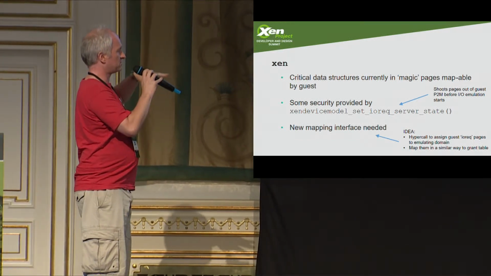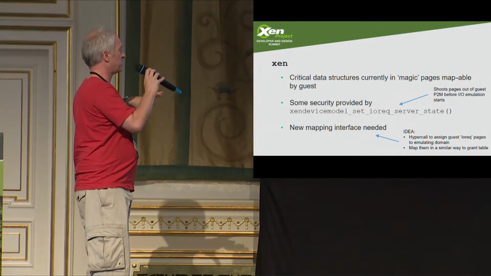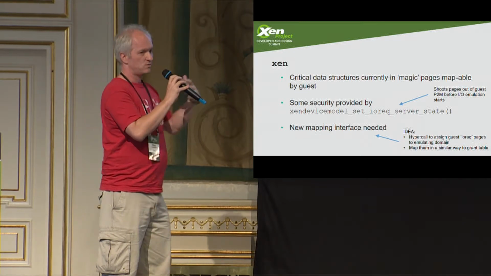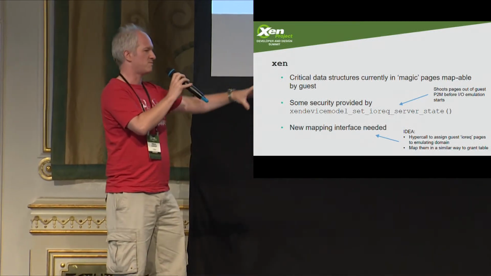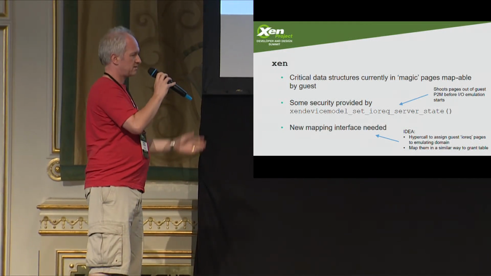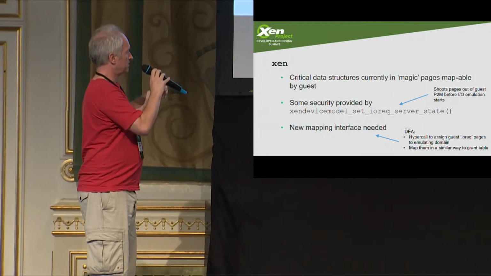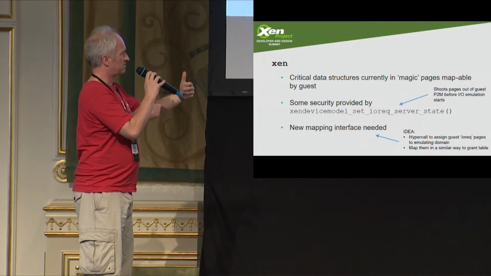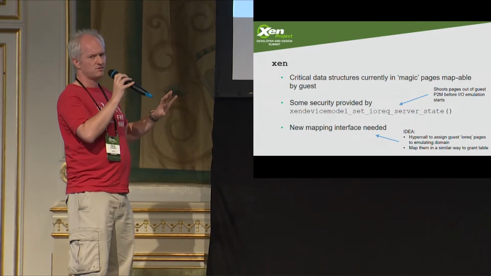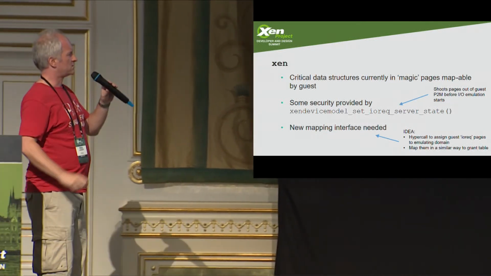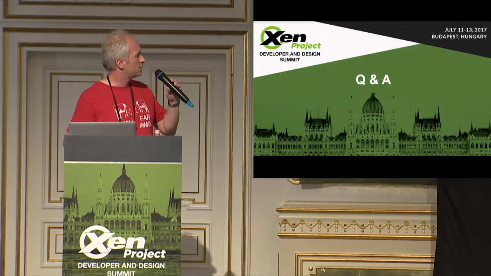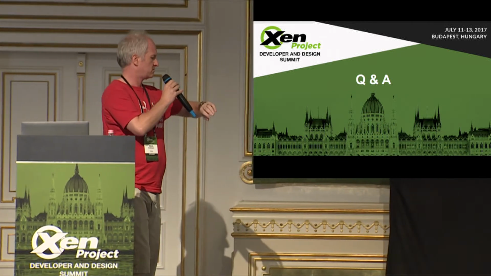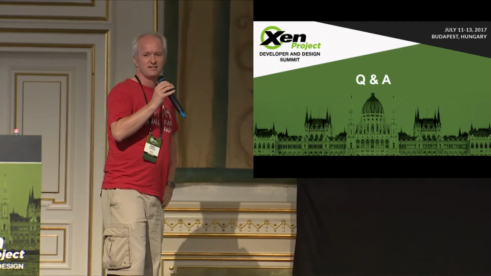So there have been proposals of a new mapping interface. The idea would be that you don't have the pages present in the guest ever. They sit in a separate map space that's not part of the guest. The guest can't see them, but the emulator can still get hold of them and they are still accounted to the guest. And I think Andrew Cooper is going to talk about this in one of the design sessions as well. Okay, I think that's it for my slides. I'm well ahead of time, so questions?